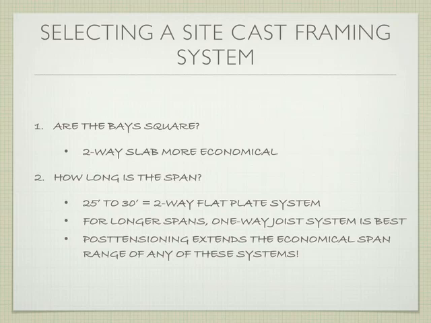Okay? The next thing is, how long is the span going to be? If it's 25 to 30 feet, we can end up with a two-way flat slab system. If we need longer spans than that, we have to be in the one-way system. So if you think about the grid of columns in a building, if they're square bays, you have to make sure those bays aren't any more than 25 to 30 feet in size. So we have limits in terms of how much we can span with a two-way system. With any option, if we do post-tensioning, the amount that we can span goes up.